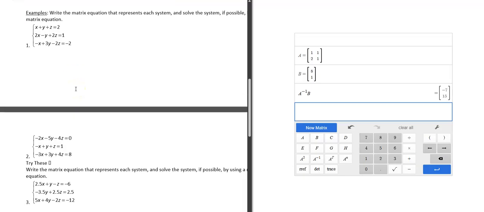Let's set up this matrix right here, number 2. It says write a matrix equation that represents this system and then solve if possible. So we're going to set it up first. So again, we're going to do all the coefficients. So I want a coefficient matrix first.